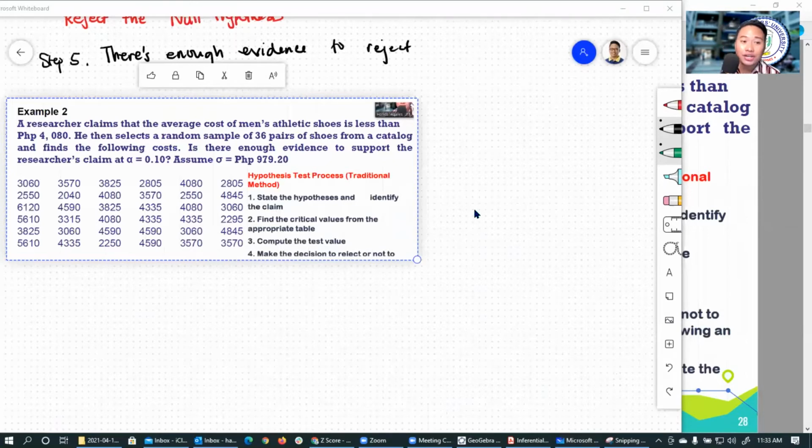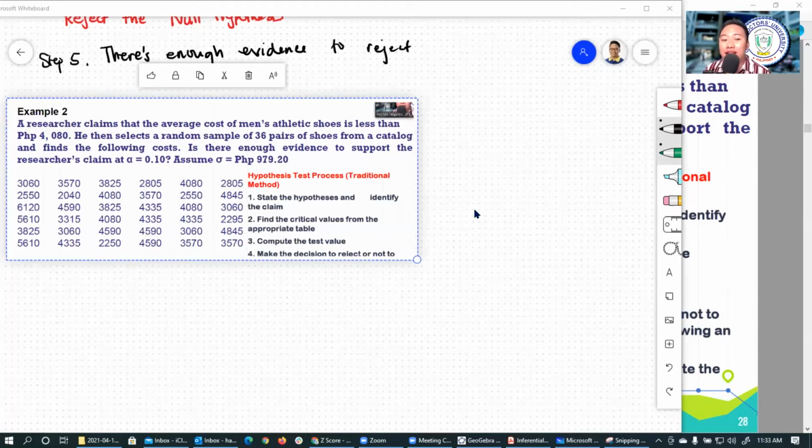So a researcher claims that the average cost of men's athletic shoes is less than 4,080. He then selects a random sample of 36 pairs of shoes from a catalog and finds the following costs. Is there enough evidence to support the researcher's claim at alpha 0.10?